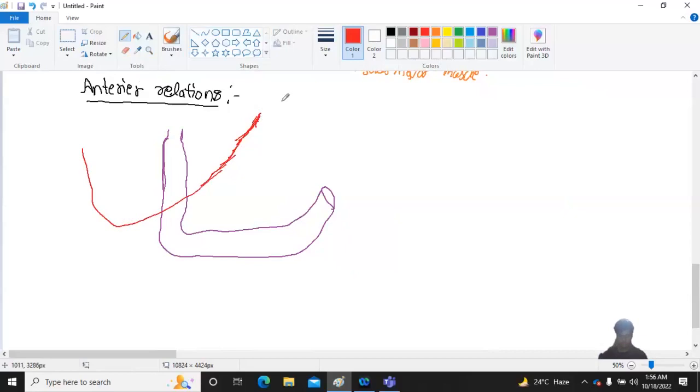Here is liver present, and another important thing: in relation of the third part, there is a transverse colon. This is the transverse colon. For this we don't have separate relations. We don't write separate relations for this.